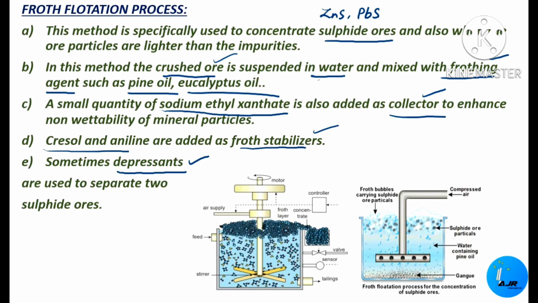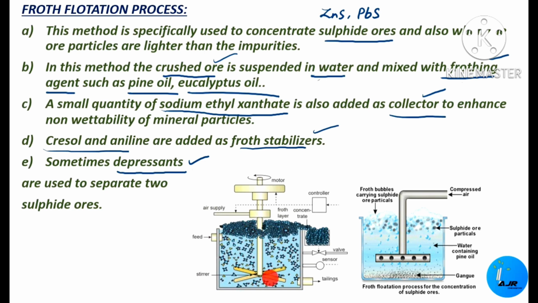What happens is, when compressed air is allowed to pass through, the agitator will start to move. The rotating paddle agitates the mixture and draws air into it. As a result, froth is formed, that is bubbles, right? Froth is formed, which carries the mineral particles and moves to the surface. So the froth or the bubbles will be carrying the sulfide ore particles to the surface. Since the froth is lighter, it can be skimmed off.